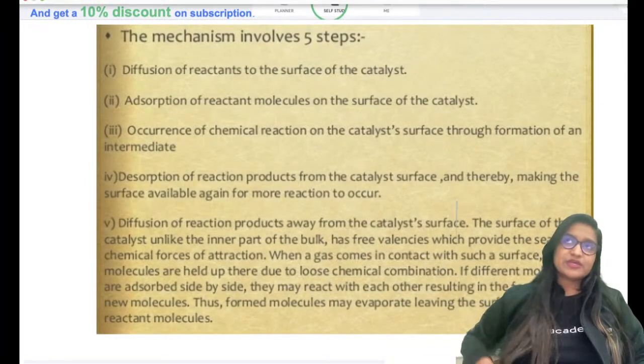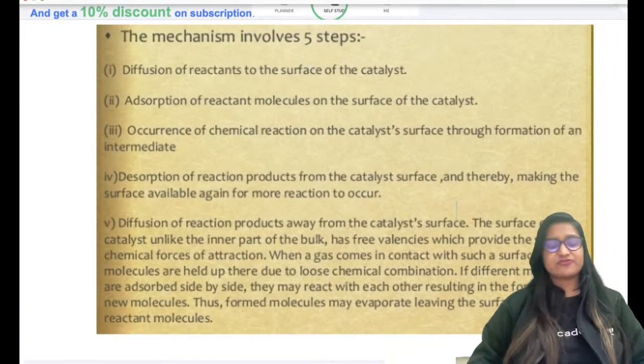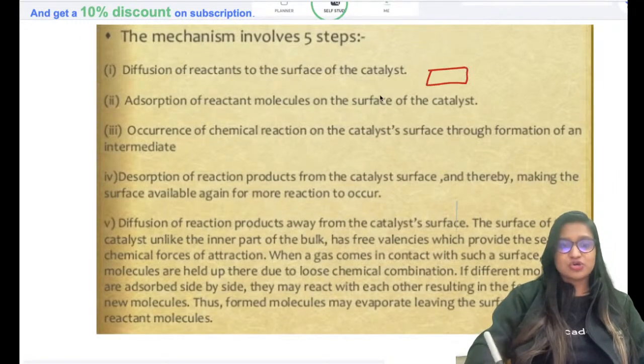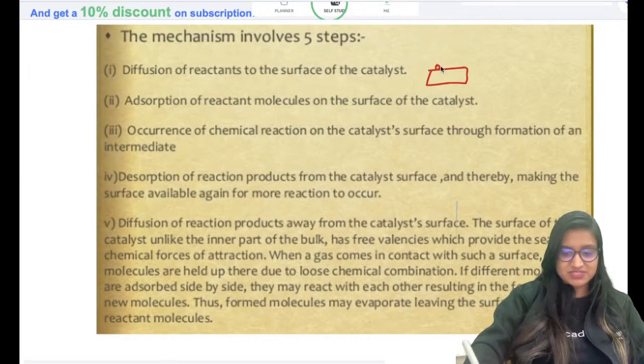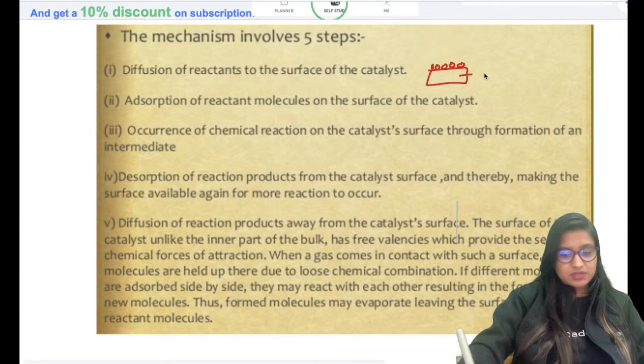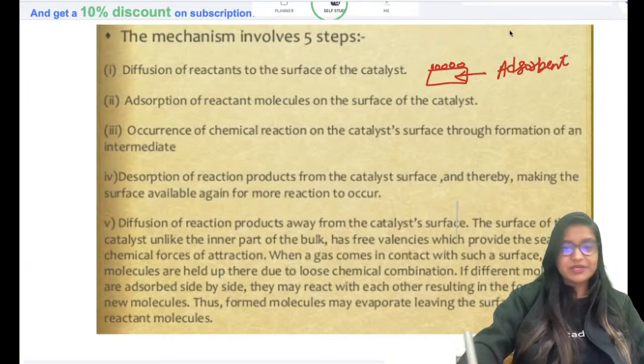It involves 5 steps, that is how the reaction happens. So the very first step is the diffusion of reactants to the surface of the catalyst, right? If your catalyst is present in the solid state, the reactants will diffuse on the surface of the catalyst. Now adsorption of reactant molecules happens. The catalyst serves as the adsorbent, and the particles will be present on its surface.